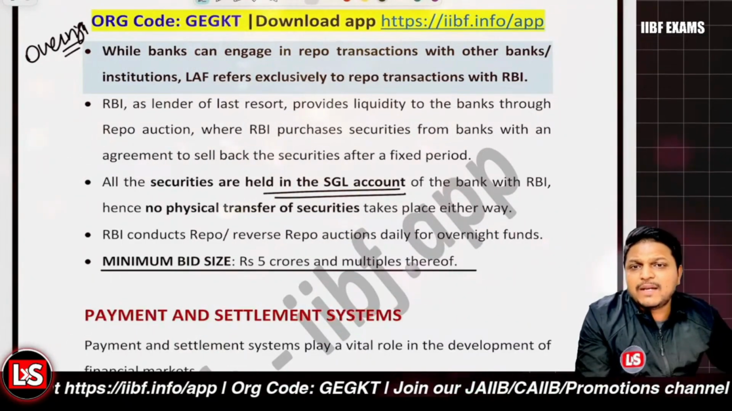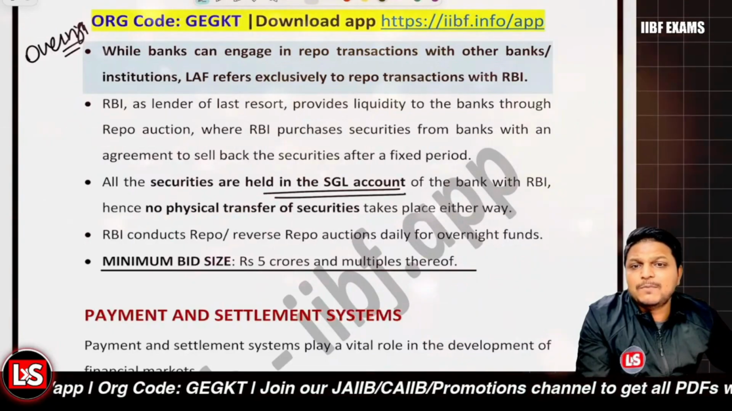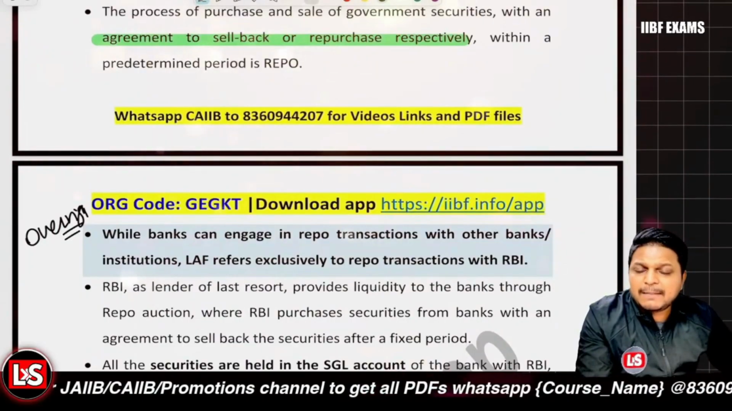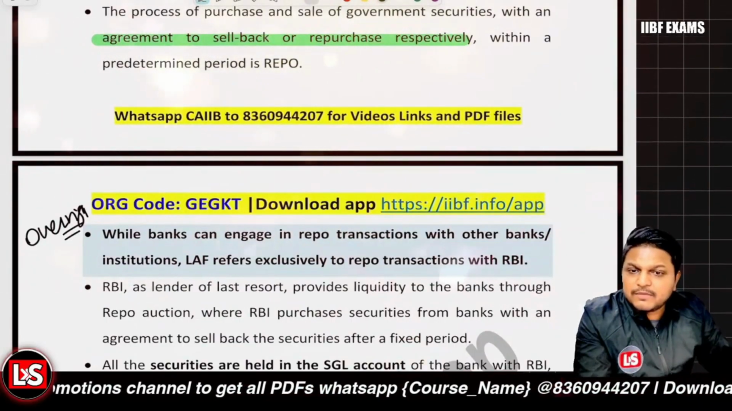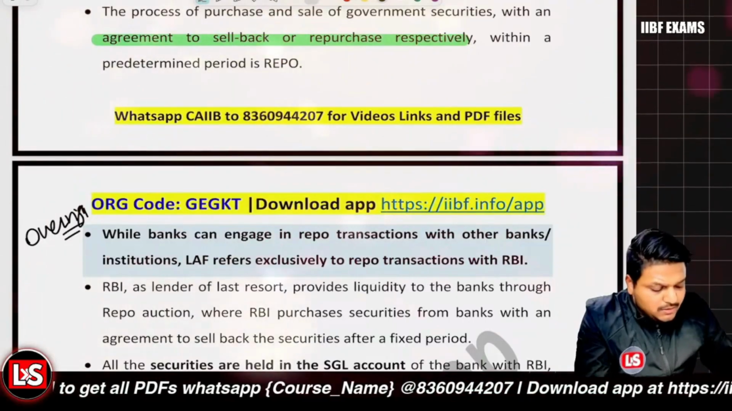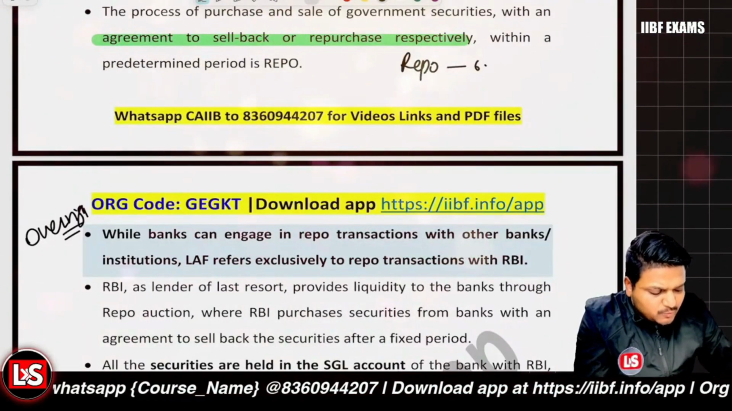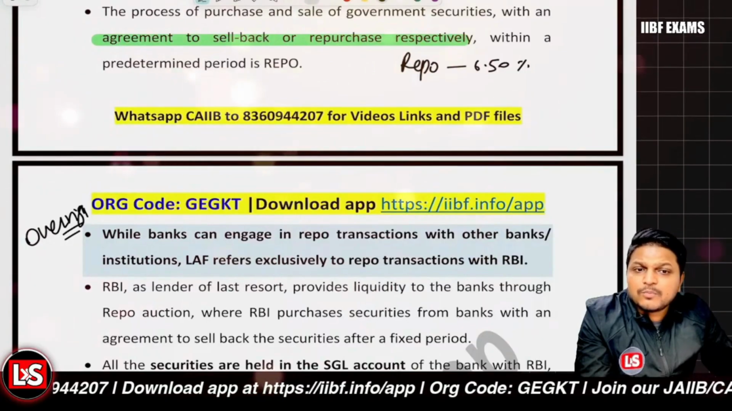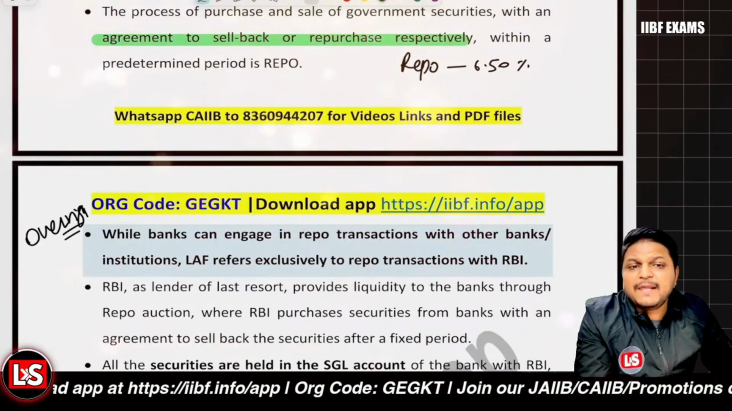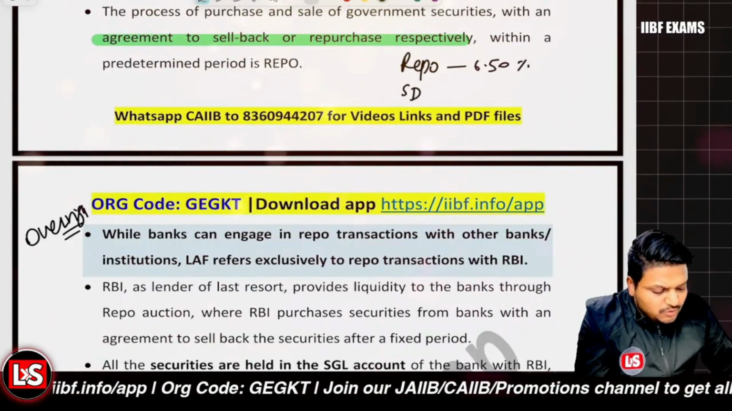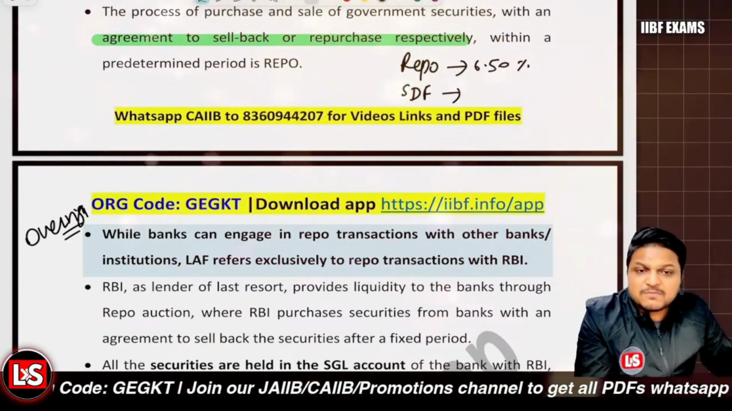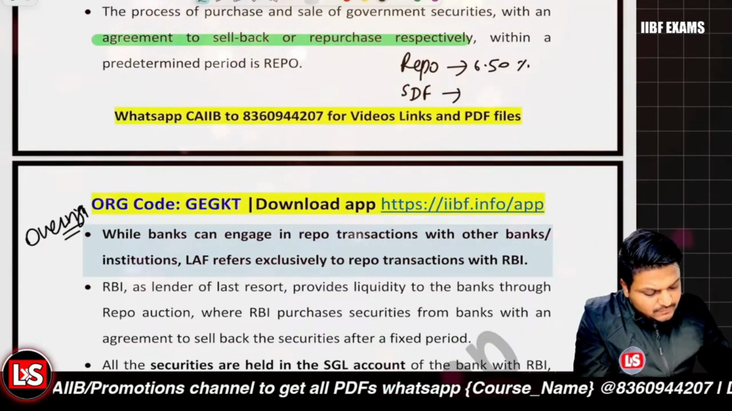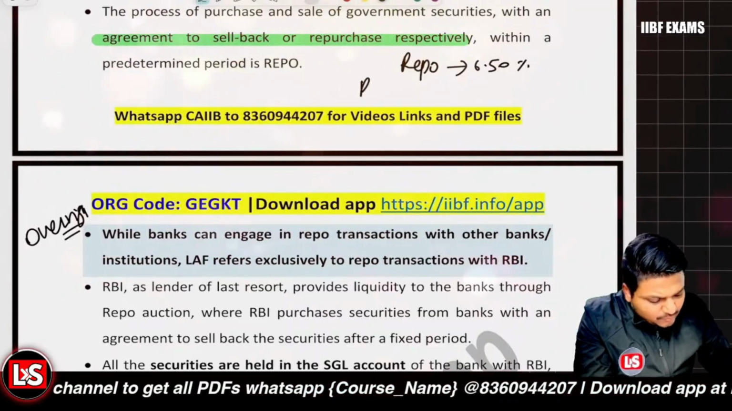If you have any query related to the liquidity adjustment facility, do let me know at the earliest. And what is the current repo rate right now? It is 6.50%. And what is the reverse repo rate right now? Operationally, it is replaced by the SDF in practice, so it is SDF right now. Otherwise, the current reverse repo rate is 3.35%.